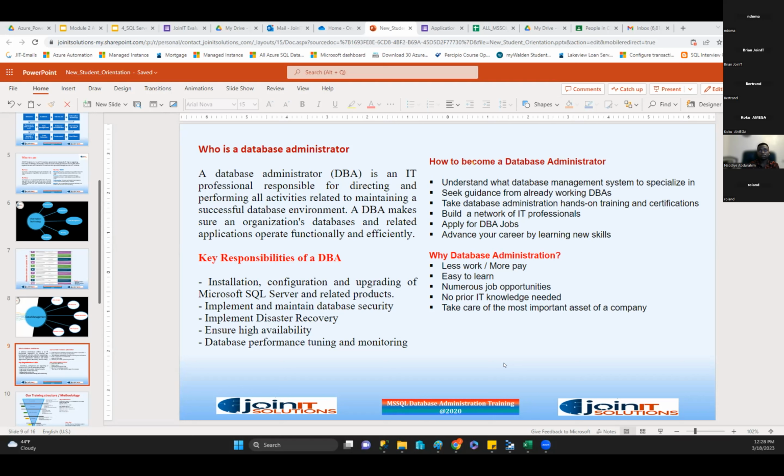Apply for DBA jobs. This is one of the sweetest. Imagine that you've gathered all of the knowledge and it's time for you now to apply for jobs. Tell me what is going to limit you. Once you're applying for jobs, you're talking to your IT professionals, you're still falling back to the community where you took your database administration training. In your case, it's going to be JoinIT Solutions.